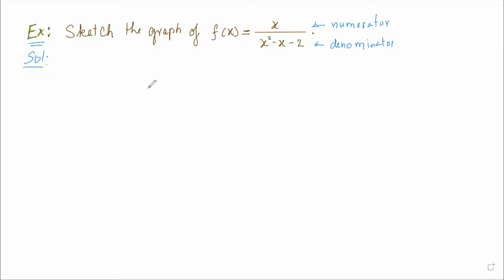Go for the next example. Get the graph of the rational function. We consider the same thing. Find the asymptote first. How to see the asymptote? We have first, we can get the vertical asymptote. So the vertical asymptote we see at the bottom, the denominator.